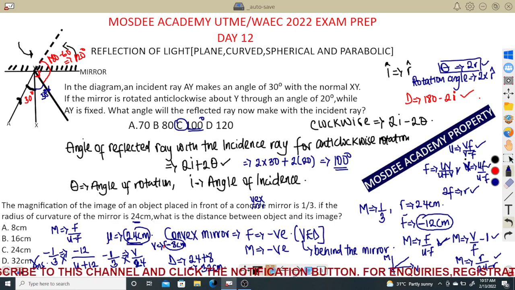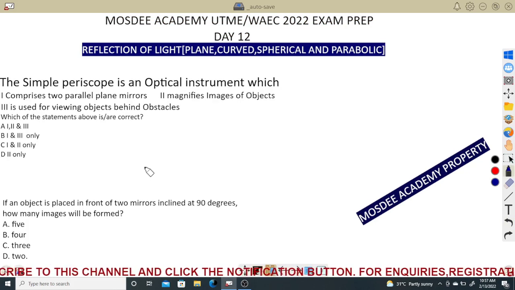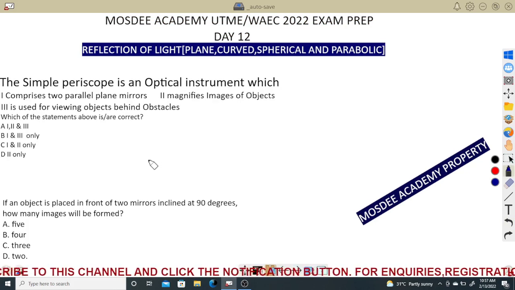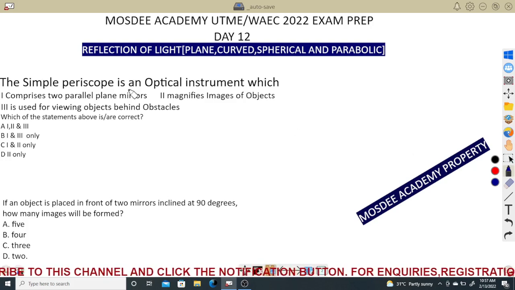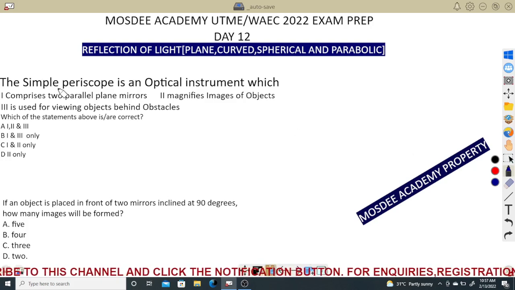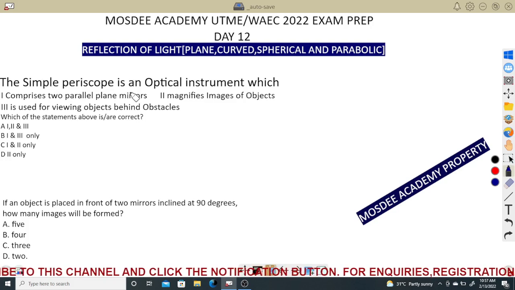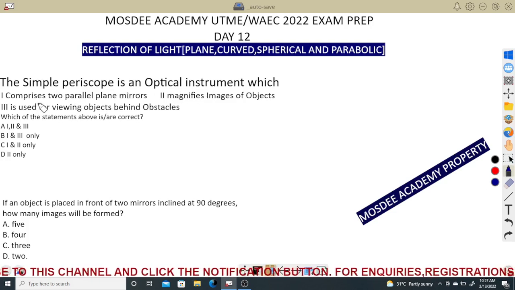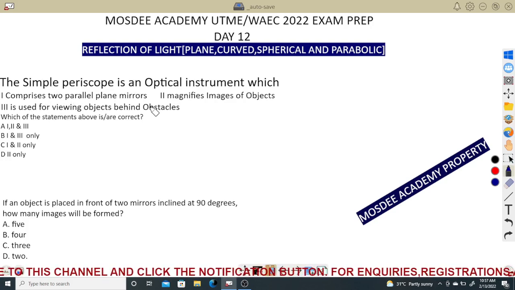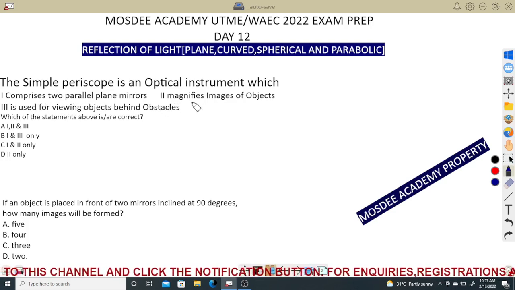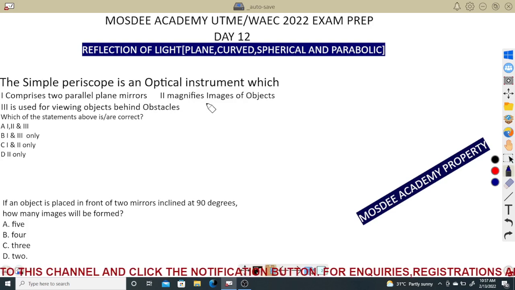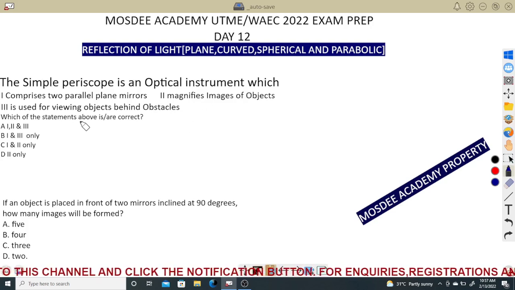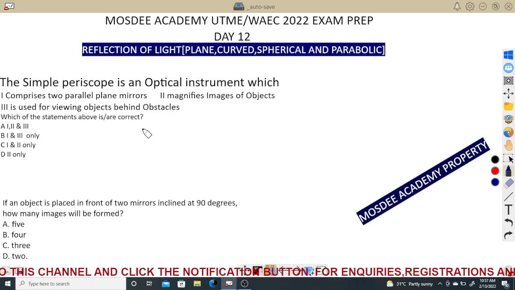So we move to the next one. We have 12 questions today, and I'm spending a lot of time on that because I need to talk more and more about them. The next is a simple one: a periscope is an optical instrument which, Roman figure 1, comprises of two parallel plane mirrors; Roman figure 2, magnifies image of object; Roman figure 3, is used for viewing behind obstacles.